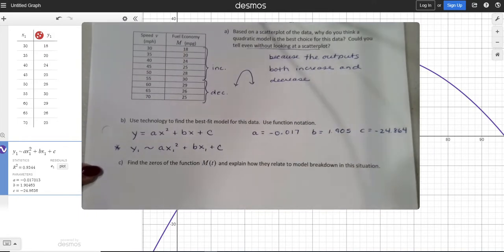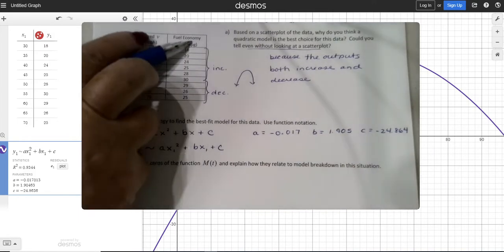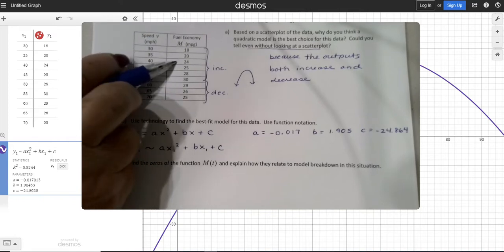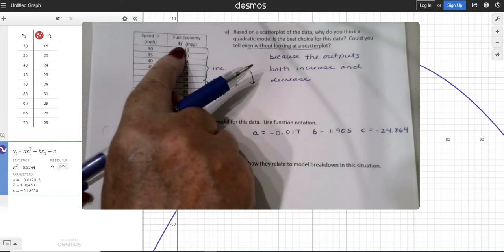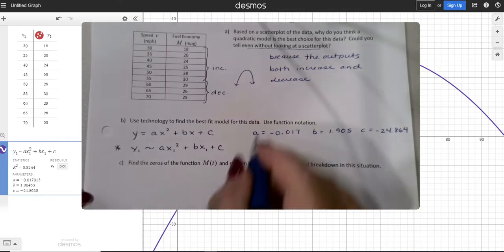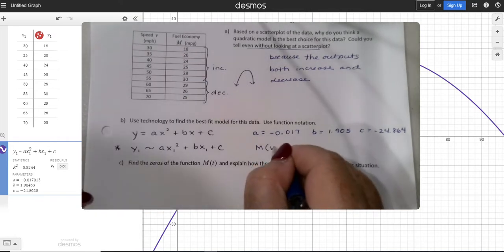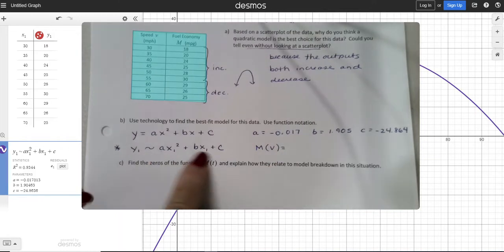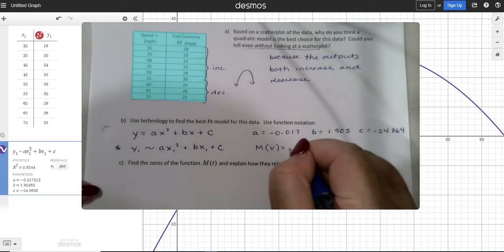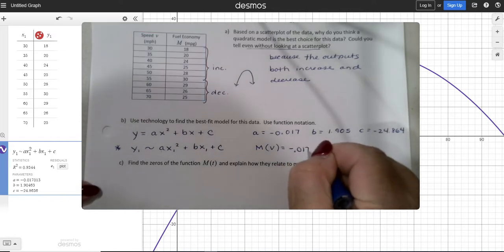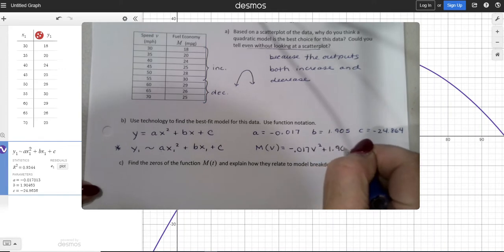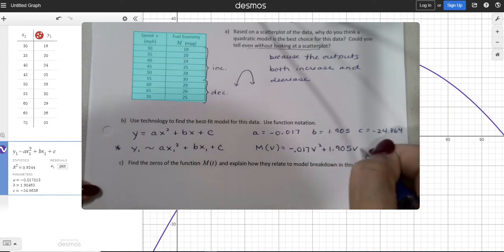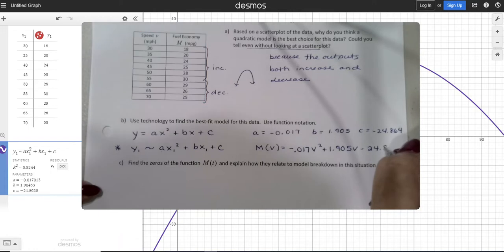All I'm going to do now is write this with the function notation and the variables that were defined up here in my table. So instead of y, I want m as a function of v. And then I'm going to use the standard form, but again, instead of x's, I will have v's. So negative 0.017 v squared plus 1.905 v minus 24.864.